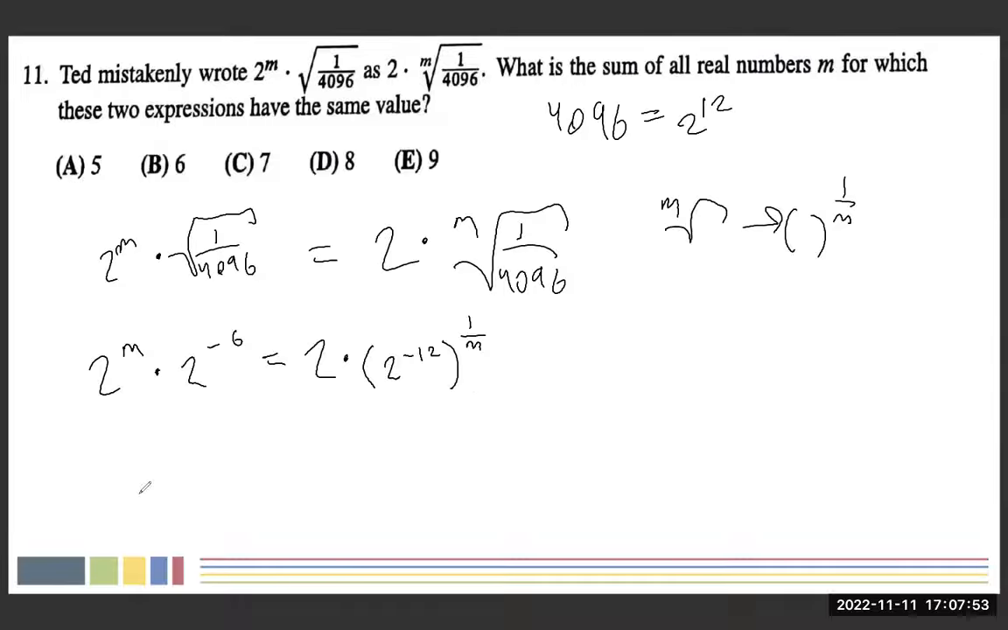Okay, so now we're getting somewhere, because by exponent rules, this is 2 to the m minus 6, and using exponent rules over here, this is negative 12 over m. So this is 1 though, so we get 1 minus 12 over m. And then if we take the log base 2 of both sides, we just get this. And now this is just a quadratic we can solve. We just multiply both sides by m.